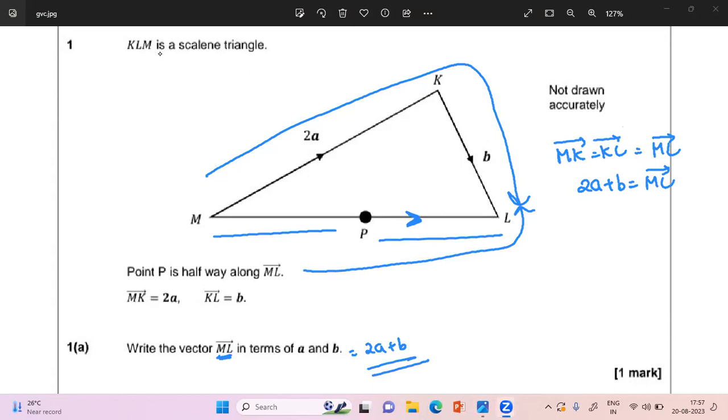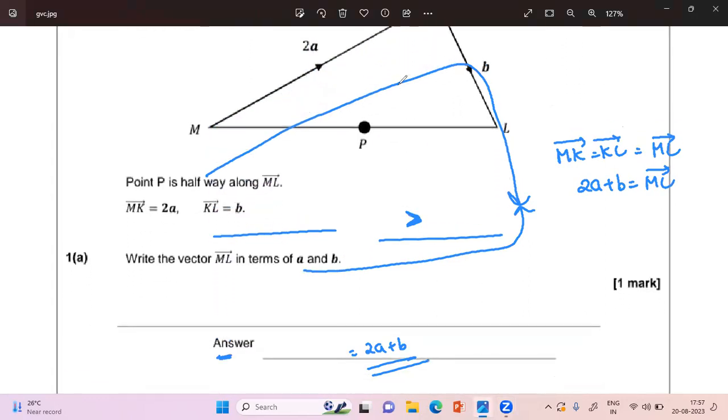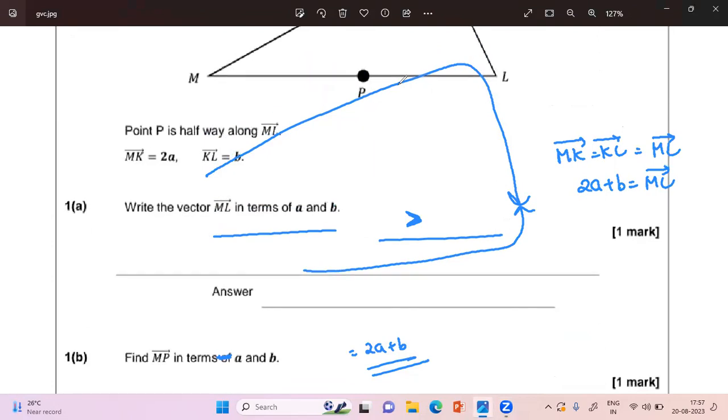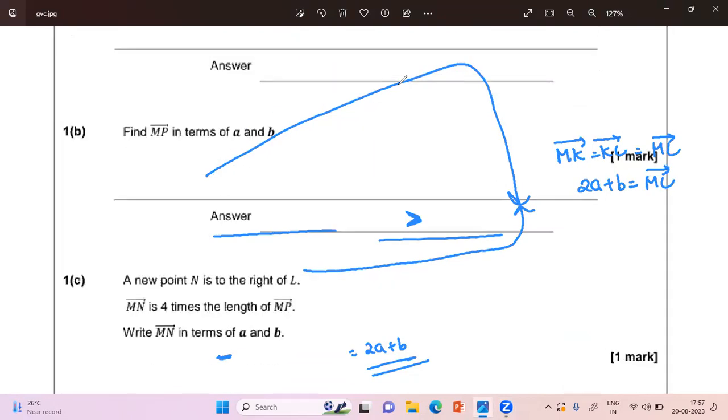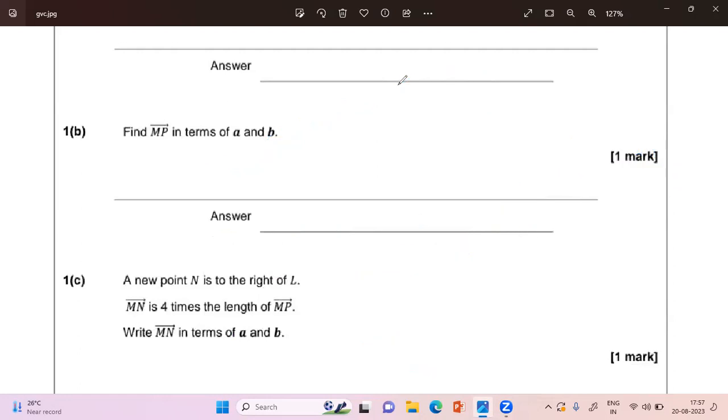So yes, Sarah, your answer is correct. Okay, now solve 1B and 1C. I hope you have drawn the triangle.